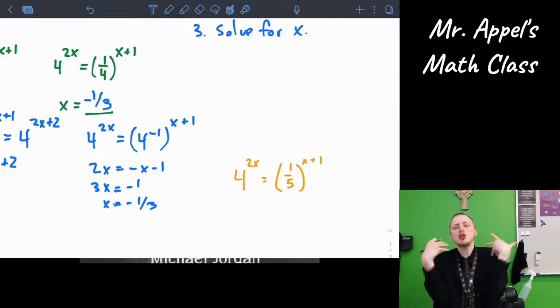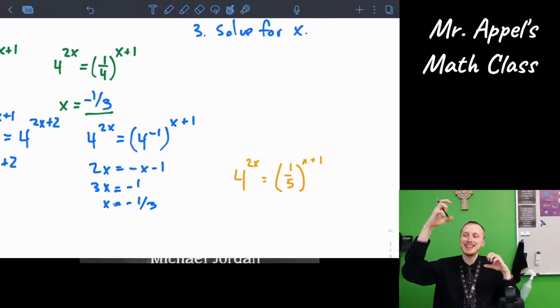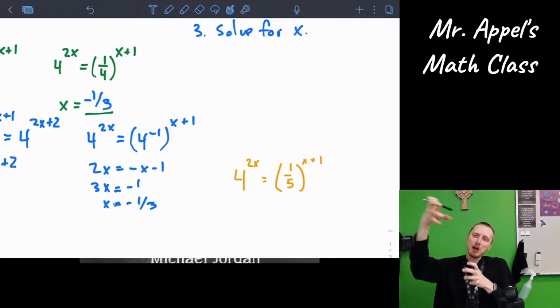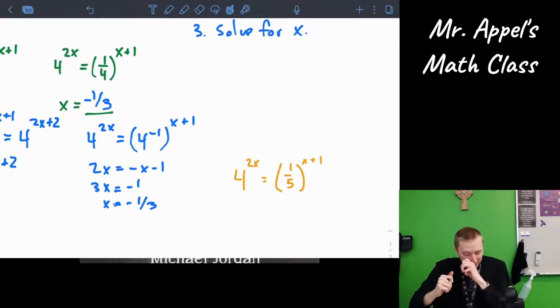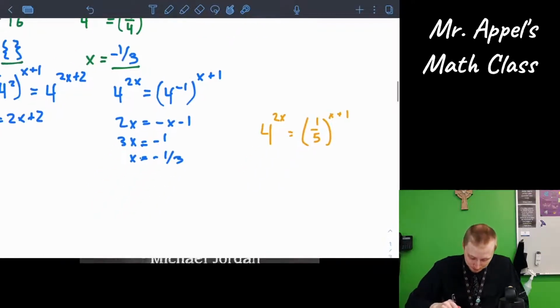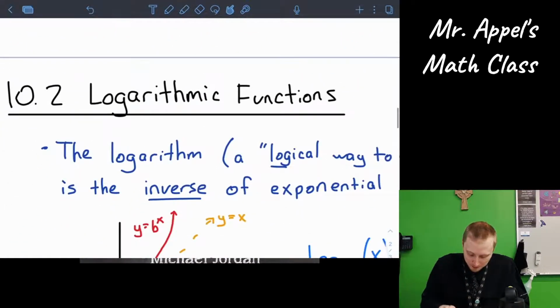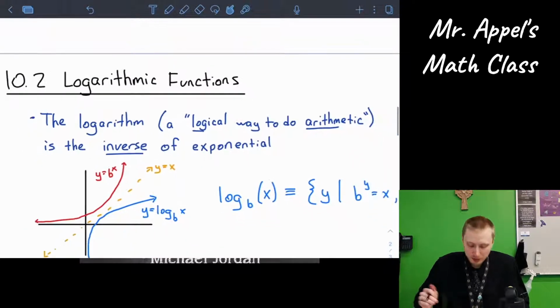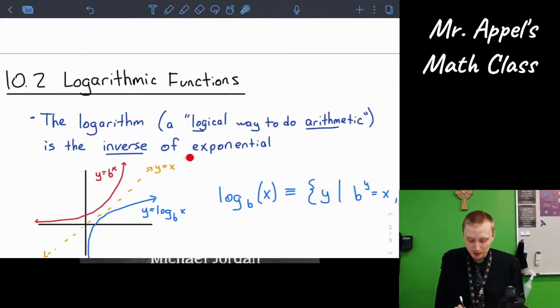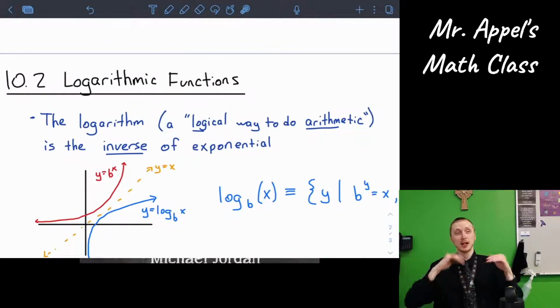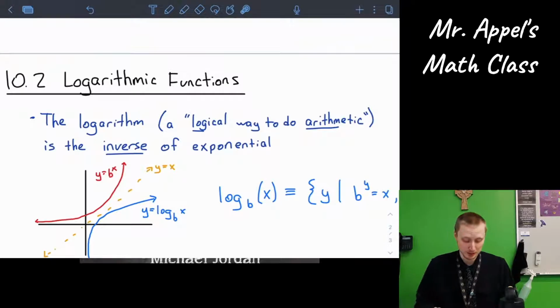How can we undo exponential? How can we get that variable out of the exponent without relying on this kind of a trick? Enter logarithm. The logarithm is the inverse of exponential. It is the reverse operation. It is what you will use to undo exponents.